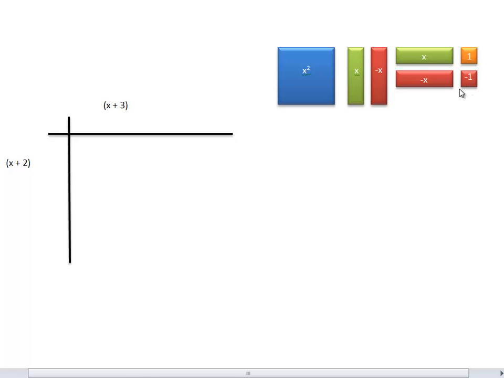To find the product of x plus 2 and x plus 3, place an x and 2 ones along the left side of your multiplication table. In Microsoft Word, you can duplicate shapes by selecting them and pressing Ctrl plus the letter D. Be sure you see the Move icon, signaled by 4 arrows, when dragging them to the table.